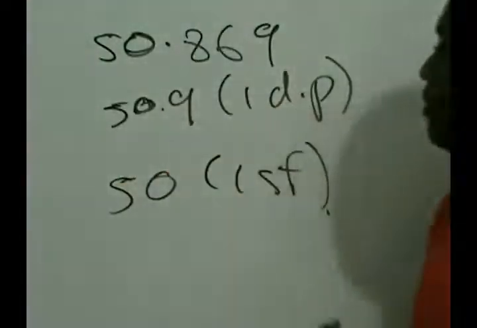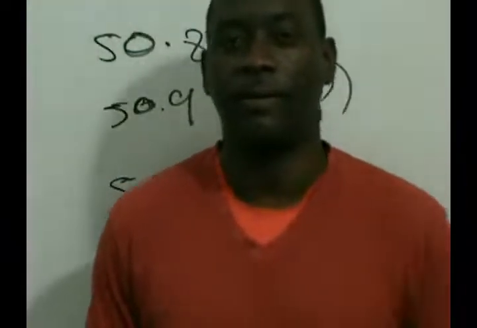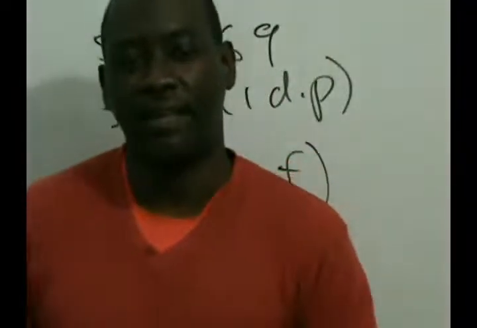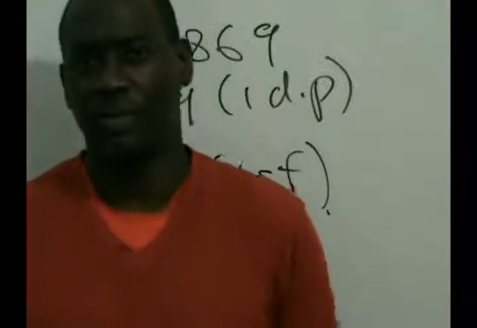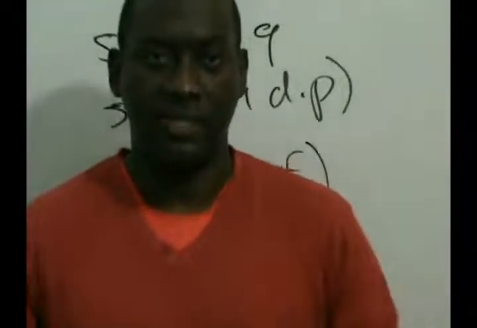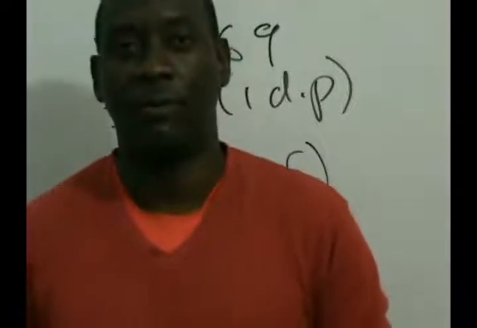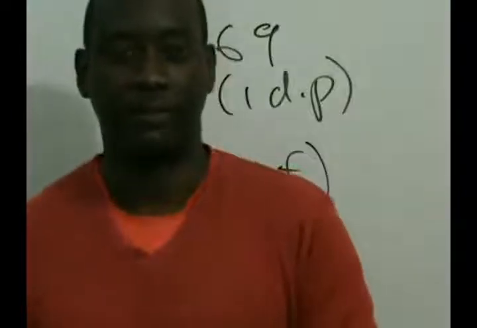So you're not going to start off with 50.869 as your first number and then get 5 to one significant figure. It doesn't make any sense at all. I'm not saying that to disparage people who would have made that mistake before, but I just throw it out so that you wouldn't make it again.